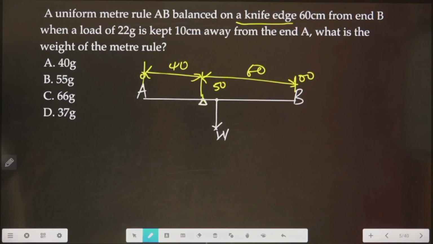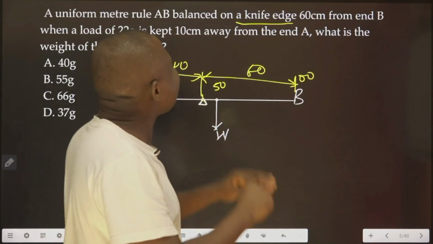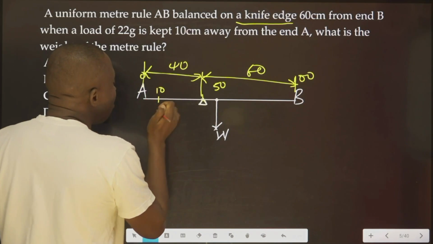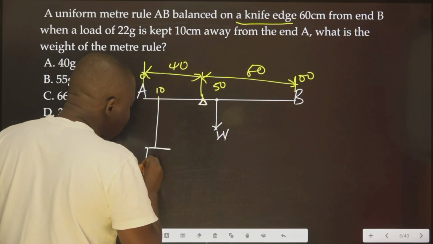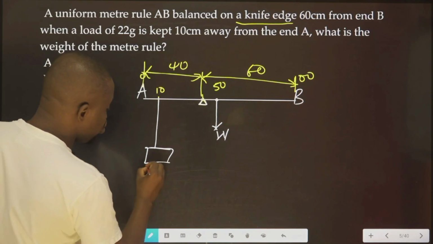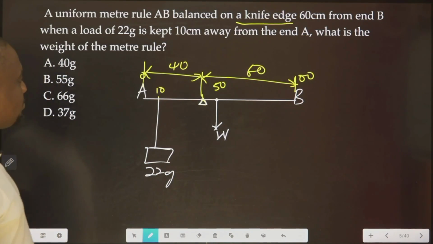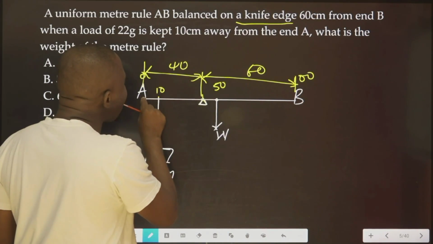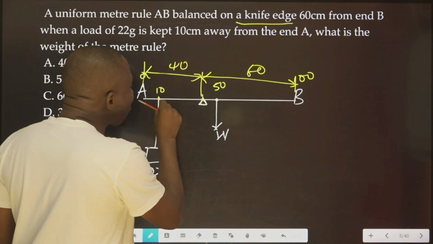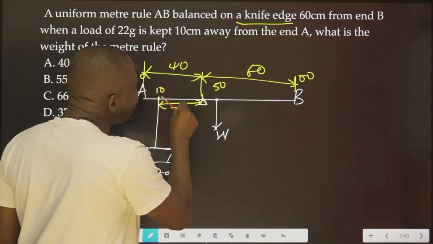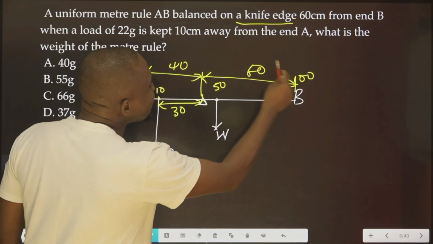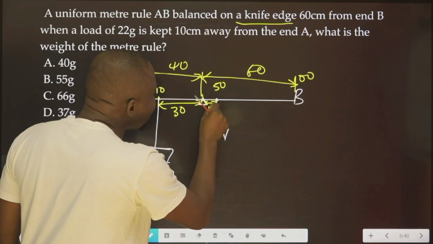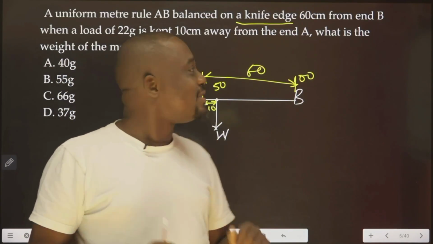Now, when a load of 22 g is kept at 10 centimeters from A, 10 centimeters is somewhere here. Let's say this is 10. So a weight of 22 grams is placed here. You will agree with me, if here to here is 40, here to here is 10, here to here will be 30. So if here to here is 60, here to here is 50, here to here will be 10. All the information is ready.